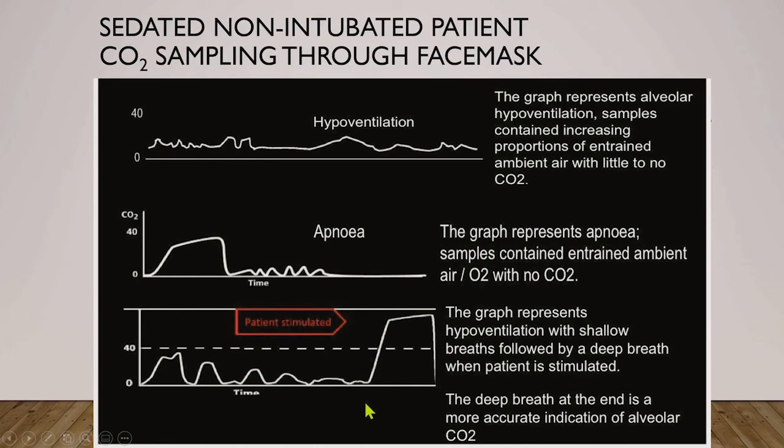The third graph showed that initially this looks like a normal good waveform, and then this peak gets lower and lower. This patient is having hypoventilation with shallow breaths, very shallow, and suddenly you can see the peak goes up, followed by a deep breath. When the patient is stimulated, the patient takes a deeper breath, so is expiring more CO2. So the deep breath at the end is a more accurate indicator of the alveolar CO2 than these shallow breaths.